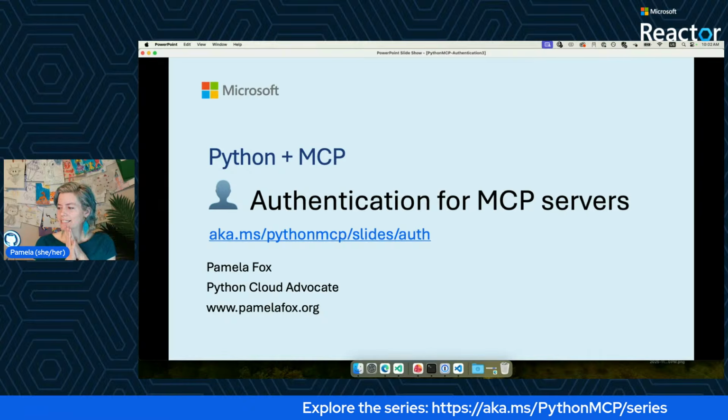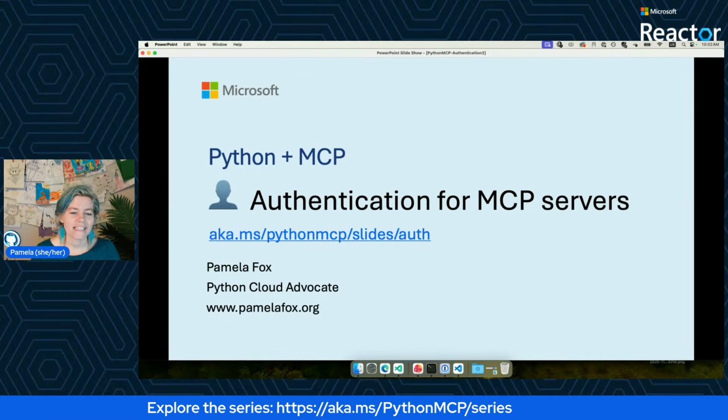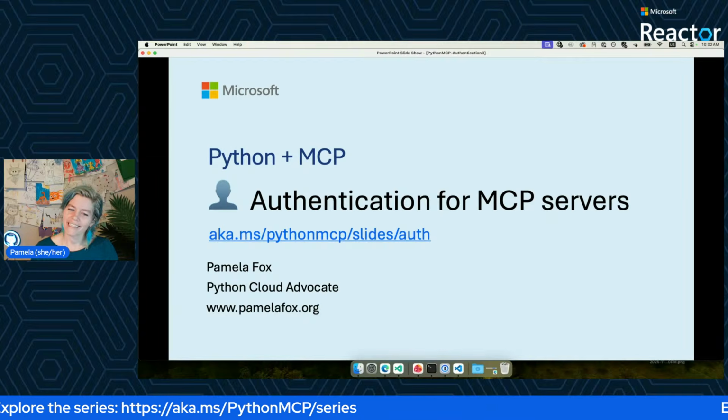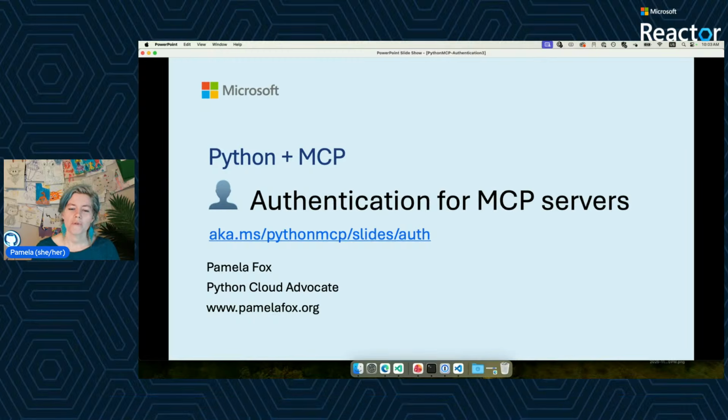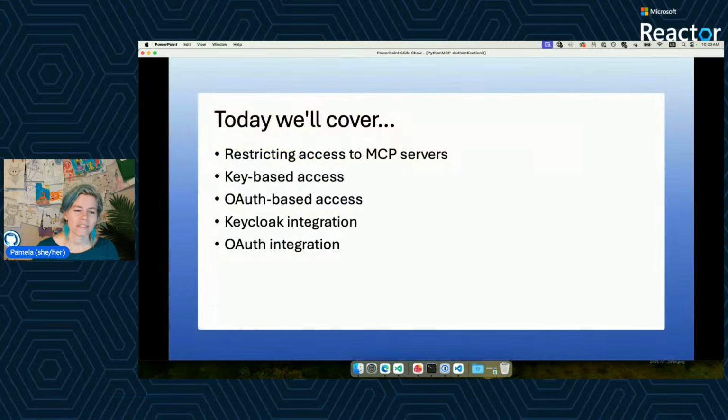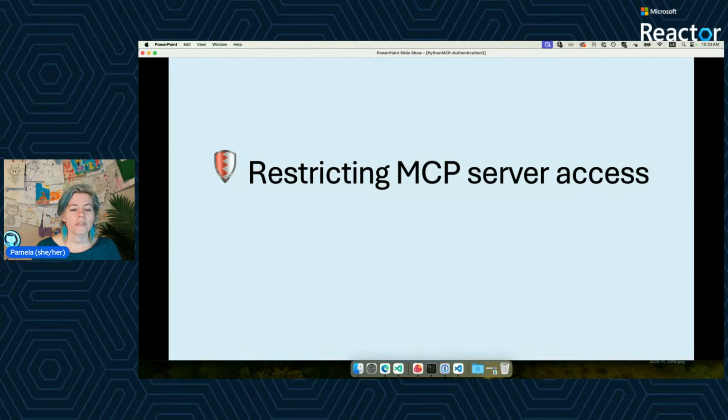All right, so let's dig in for today's topic. I know a lot of us are very excited about this topic because it can really make our MCP servers more powerful when we're able to have authentication layers. So we're going to be talking about different ways of restricting access to MCP servers. We'll look at key-based access, and then we'll really spend a lot of our time on OAuth-based access because that's where things get very interesting. We're going to demo a Keycloak integration and then also an Entra integration. So first, just generally, how do we restrict access to our MCP servers?